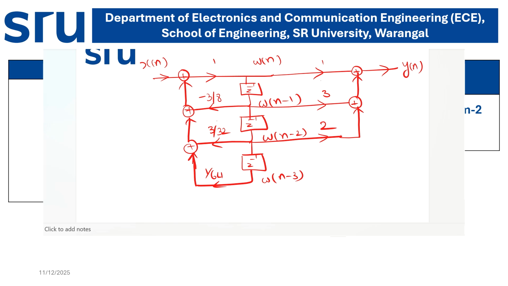So why don't we have a connection with the output? Because in the given difference equation there is no connection of this particular w of n minus 3 with the output. Suppose in the given equation w of n minus 4 is there, then you have to make it accordingly and connect it to the output. So all these structures will depend on the given difference equations.